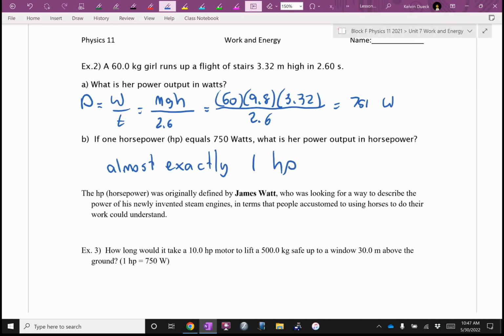of time. I could probably get you to hustle up 4 or 5 flights of stairs before you would need to stop and rest. So you're capable of putting out 1 horsepower. What is 1 horsepower? Eric, it's a stupid unit.